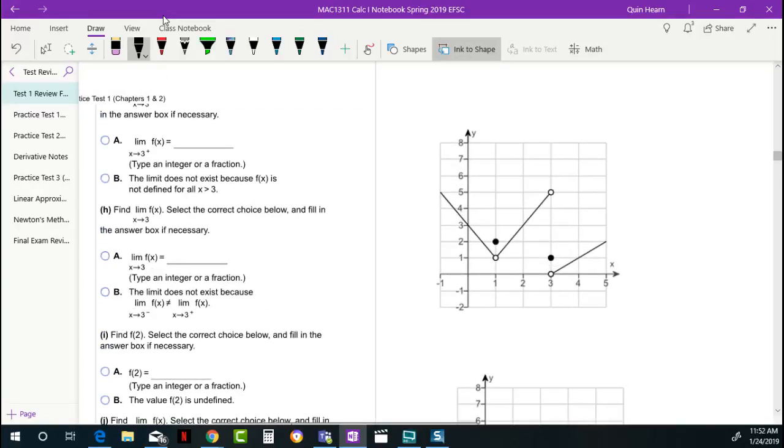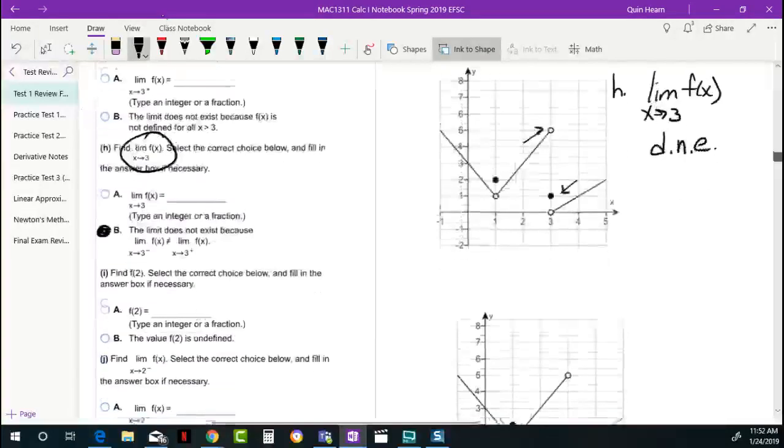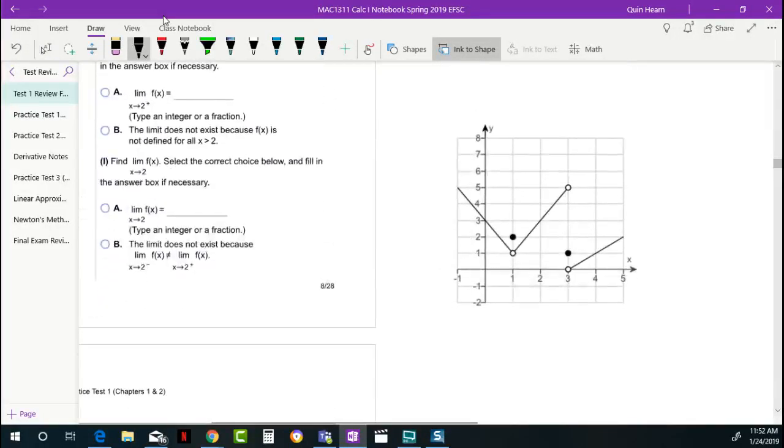All right, so now it asks, what's the limit as x approaches 3 of the function f of x? The limit as x approaches 3, not from the right or from the left, but just the overall limit. And that's part H. And we would have to say that it does not exist because from the left and from the right, we were headed towards 2 different values. So that would be B. The limit does not exist because the limit from the left doesn't equal the limit from the right. Okay. All right. So I'm not going to do the rest of that problem.